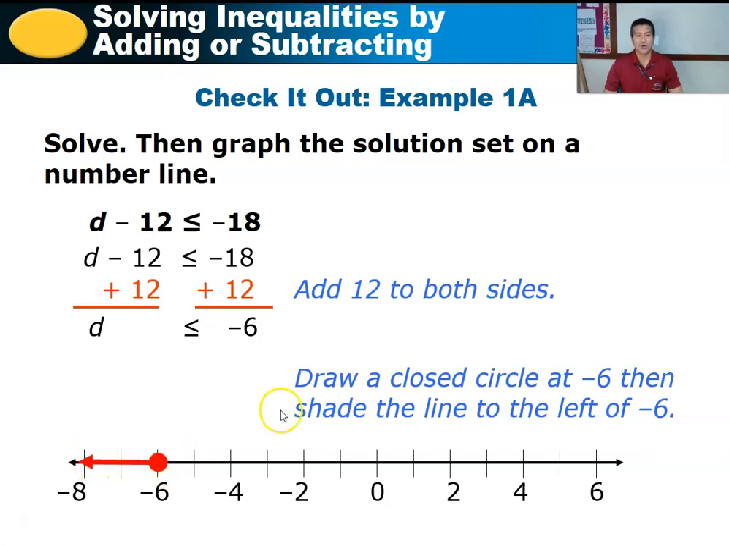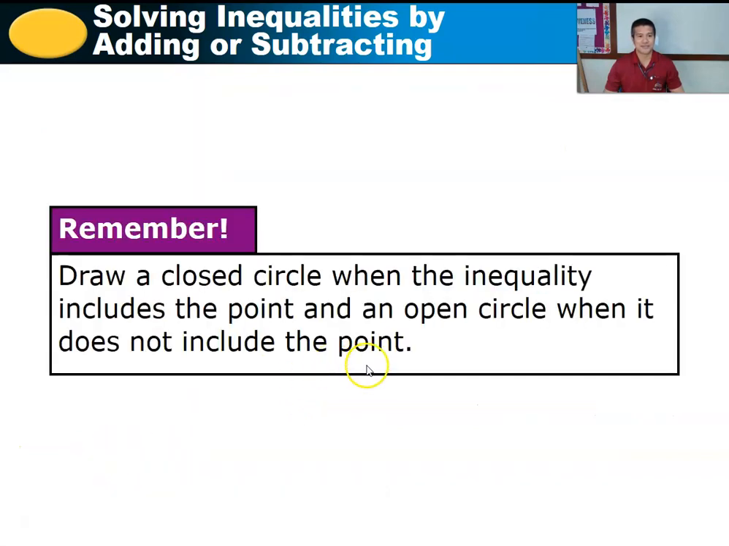So that is how we graph the problems that are less than or greater than. If it is greater than, it goes to positive infinity. If it is less than, it goes to negative infinity. You draw a closed circle when the inequality includes the point, and an open circle when it does not include the point.